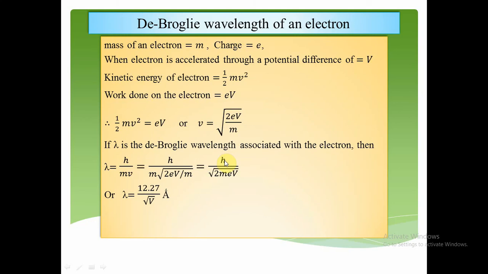The value of h is 6.62 into 10 raised to minus 34 joule seconds, the mass of an electron is 9.1 into 10 raised to minus 31 kg, and e is the charge of an electron, which is 1.6 into 10 raised to minus 19 coulomb. If you substitute all these values and simplify, we get lambda equals 12.27 divided by square root of V angstrom.